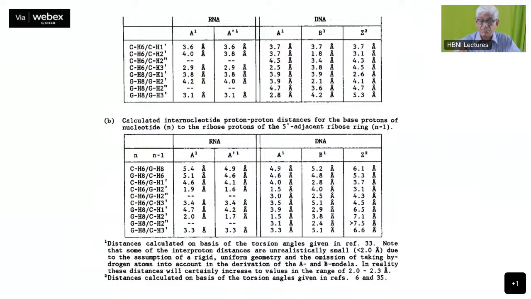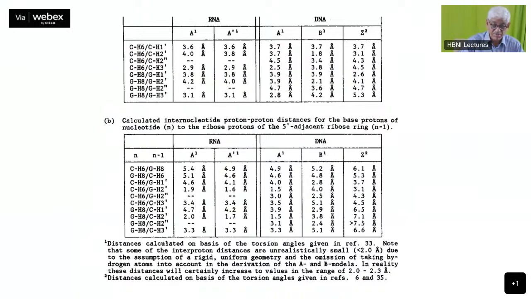In the case of Z, for the A and B, all of these are, what are these ones here? H6 to H1 prime, H6 to H2 prime, these are within the same nucleotide, H6 to H2 double prime, H6 to H3 prime. Now you see for the G, H8 to H1 prime, H8 to H2 prime, these are all within the same nucleotide. Okay, these are intranucleotide distances.